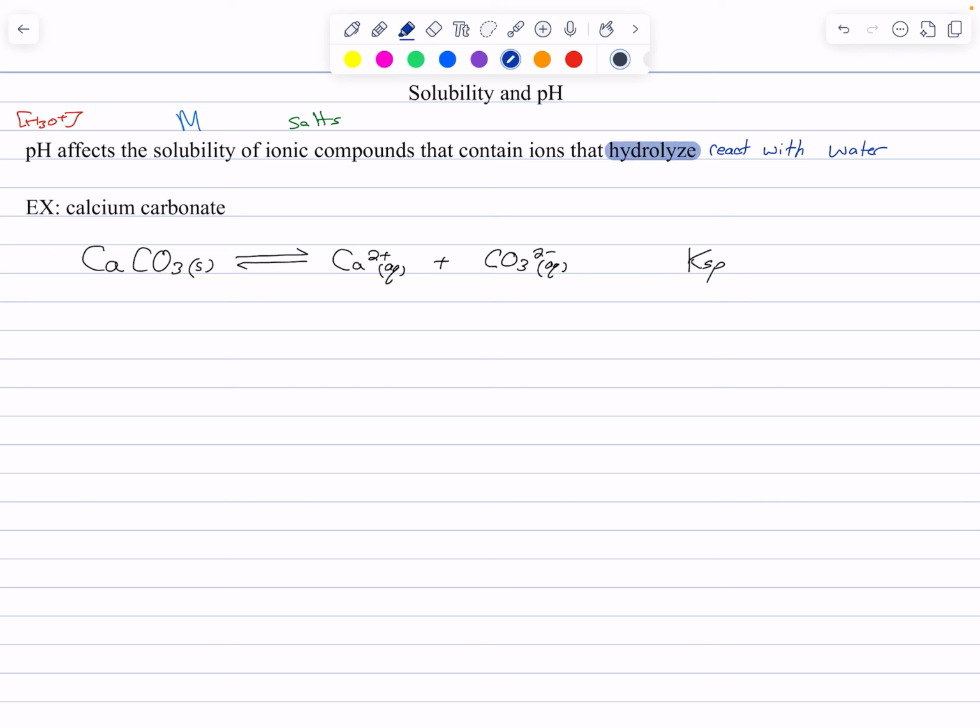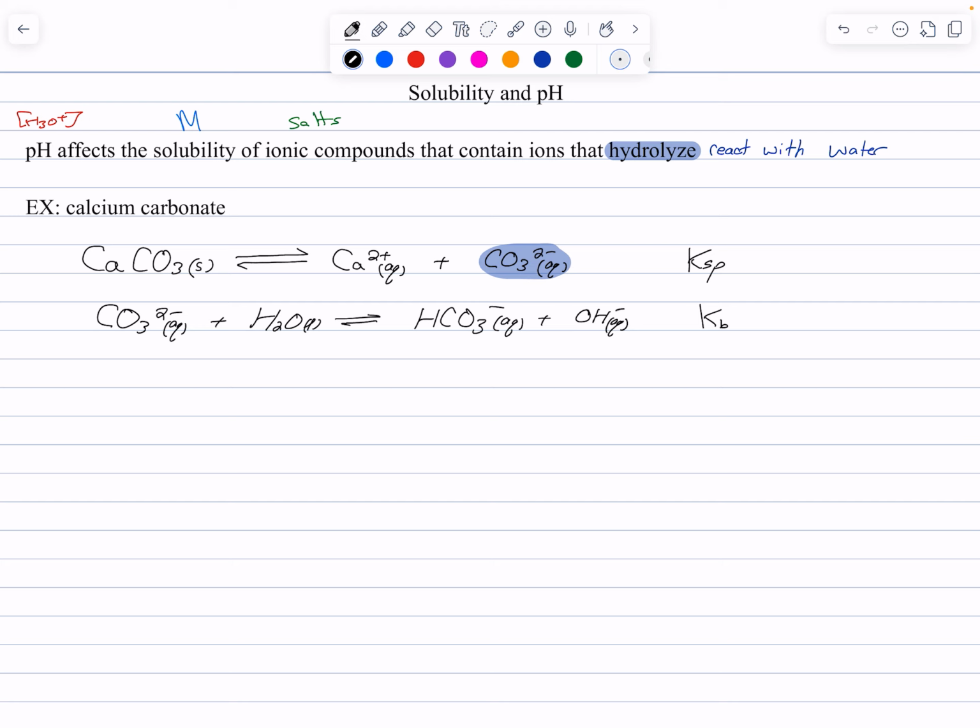What hydrolyzes? Well, carbonate would. Calcium, a group 2 metal, does not, but carbonate would. So CO3 2 minus plus H2O, what would you get on the other side? Well, carbonate is not a proton donor because it doesn't have a proton to donate. So you're going to make HCO3 minus, bicarbonate, and then hydroxide. And that would be a Kb for carbonate.